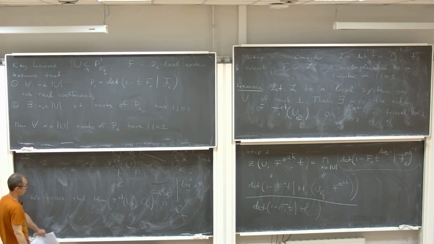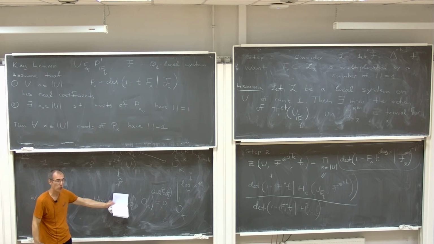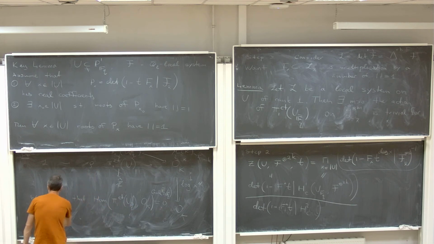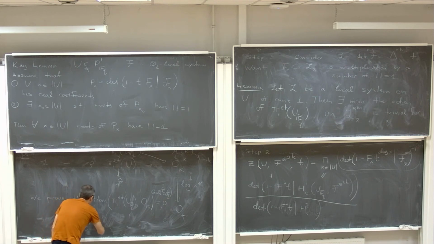Okay, so now what is this? What are homomorphisms from the fundamental group to something abelian? This is just first homology, right? So we want to show that H1 étale of U over F_q bar with coefficients in O_K, and here I take Z hat invariants, is 0, right?